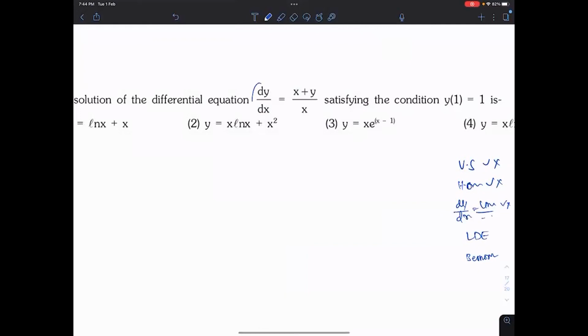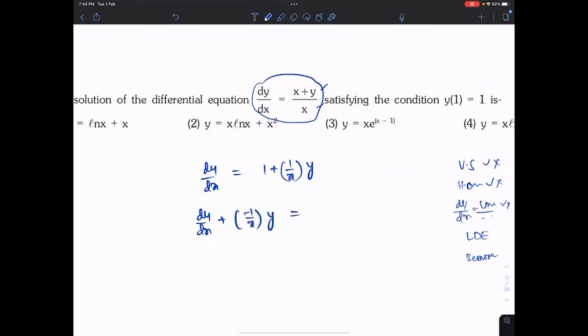Now, if I give you this one, what do you see here? Simple, line by line is there. We have seen that already, how to do line by line. But I can also see an LDE here. Why? dy by dx is equals to 1 plus 1 by x into y. This is LDE only. dy by dx plus minus 1 by x into y equals to 1. You can get the integrating factor. You can find it.